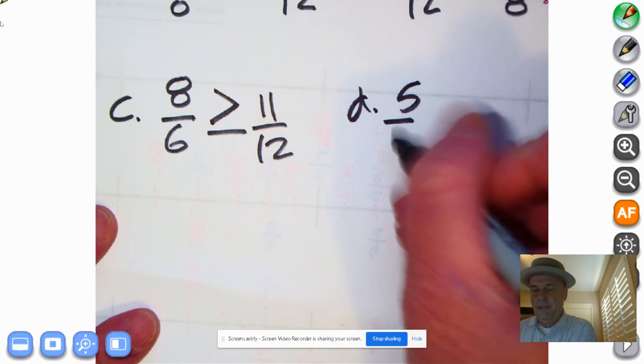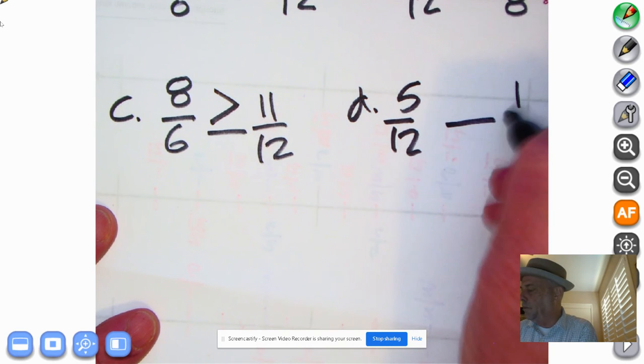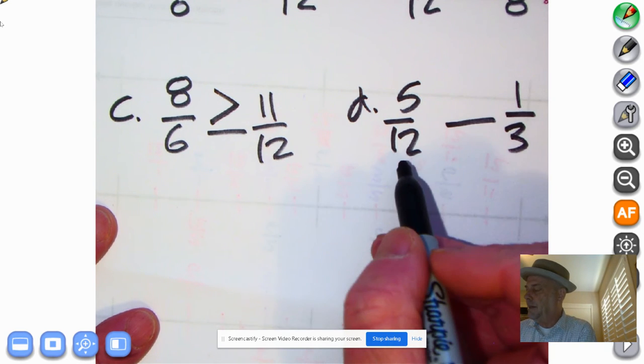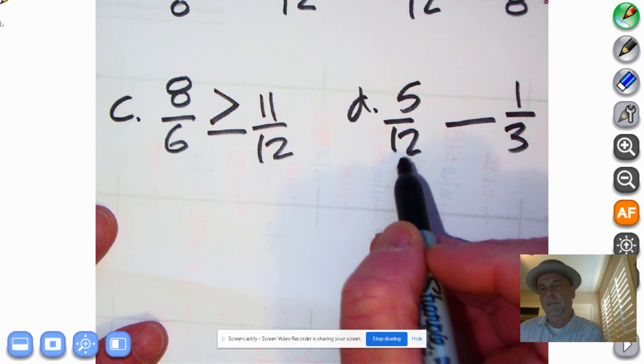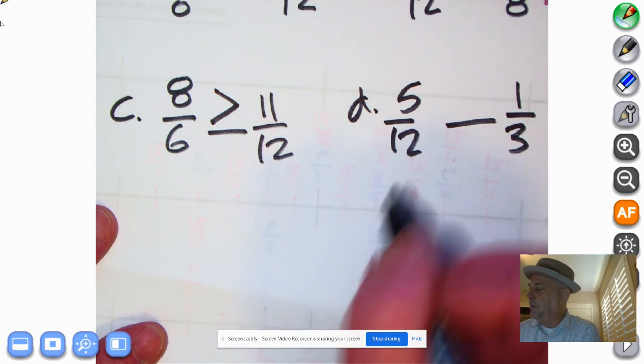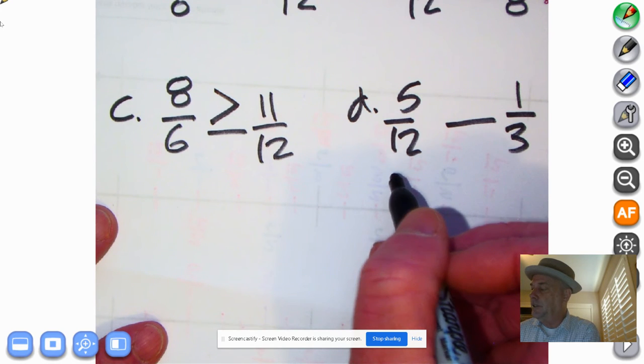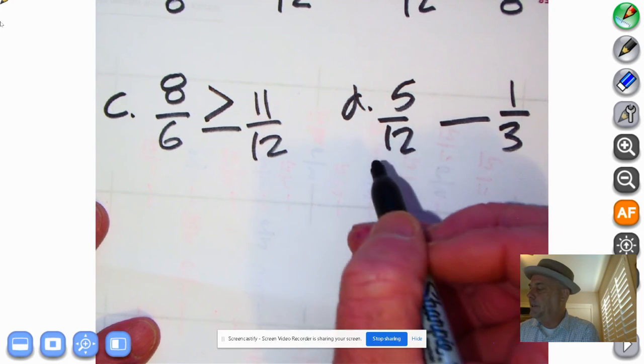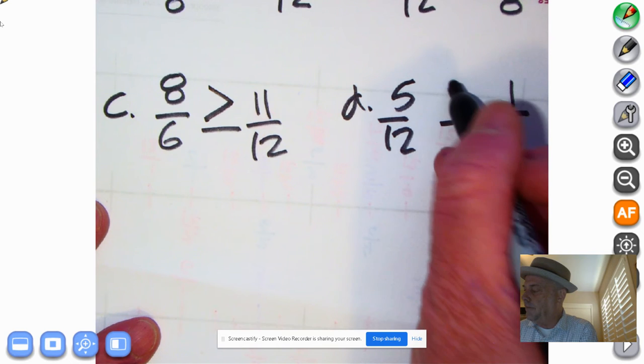D is 5/12, and is it greater or less than 1/3? Well, I know 12 divided by 3 is 4, right? So 1/3 would be equivalent to 4/12, and this is greater. This is 5/12. So Annie Alligator would eat the 5/12.